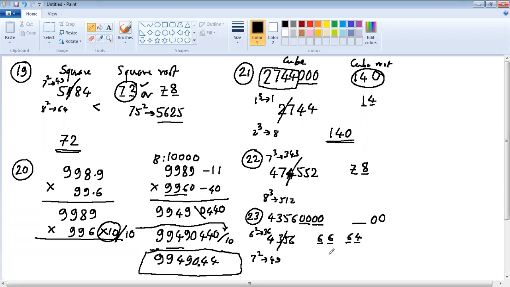So now here you have to calculate 65 square. 65 square you can easily calculate. 6 into 7 is 42. 5 square is 25. So 4225 is 65 square.